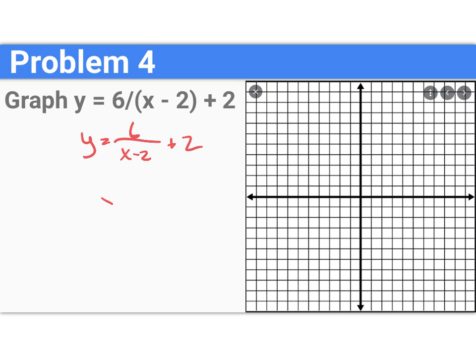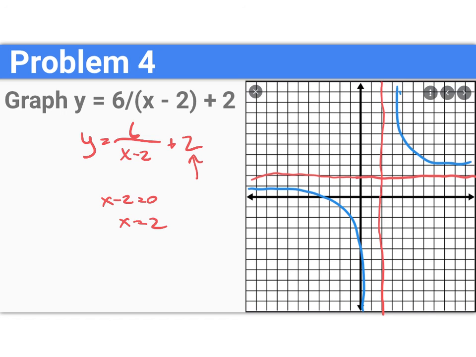Okay, set x minus 2 equal to 0. You get a vertical asymptote at positive 2. And then the 2 makes your horizontal asymptote. And that means your graph is going to look something like this. And there you go. That's graphing rational functions.